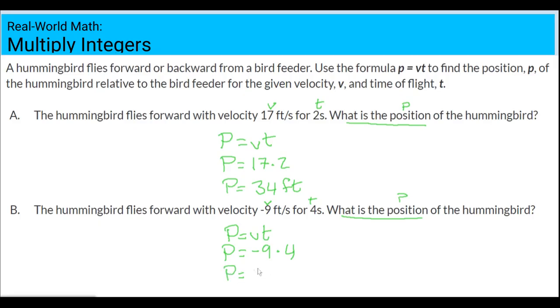Is your answer going to be positive or negative? Okay. Well, I have a negative and a positive. I have one of each. Which one wins? Negative times a positive equals a negative. So 9 times 4 is 36. So that means the hummingbird is behind the bird feeder because it is negative. Behind it, 36 feet. All right.